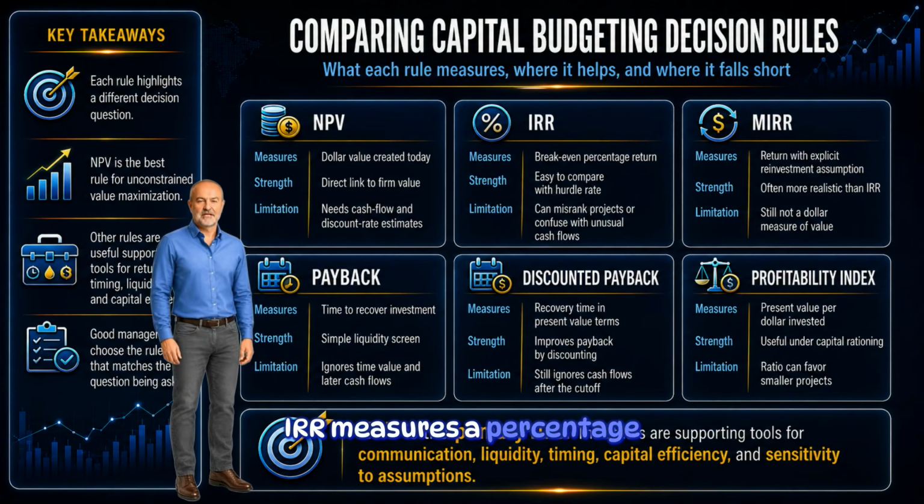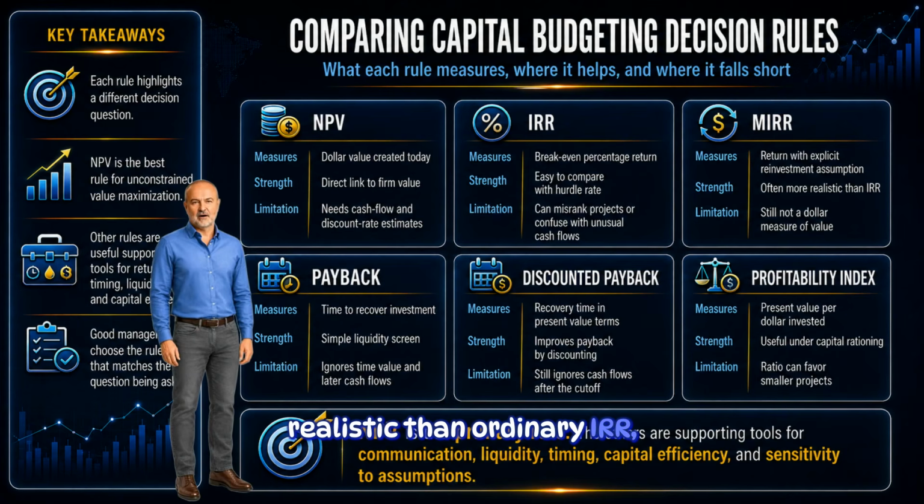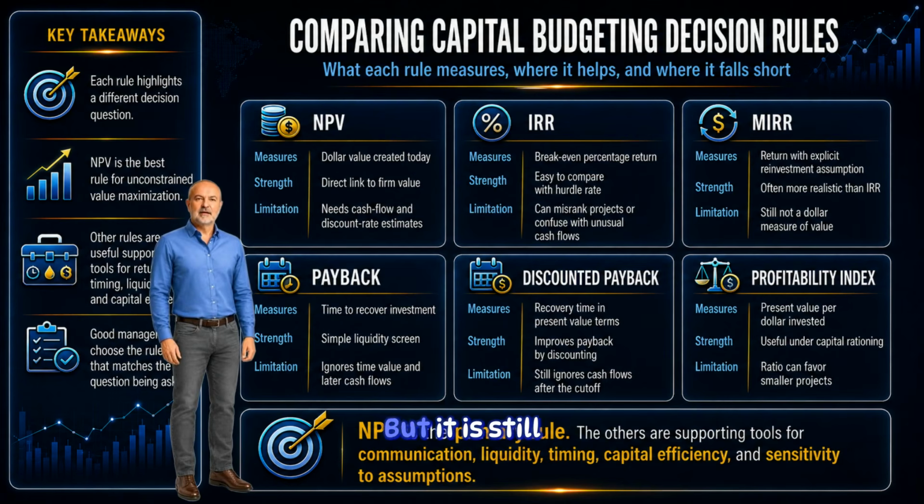IRR measures a percentage break-even return. Its greatest appeal is that it is easy to compare with a hurdle rate. Its main weakness is that it can misrank projects or produce confusing results when cash flows are unusual. MIRR measures a percentage return with an explicit reinvestment assumption. It is often more realistic than ordinary IRR, especially when reinvestment assumptions matter, but it is still not a dollar measure of value.